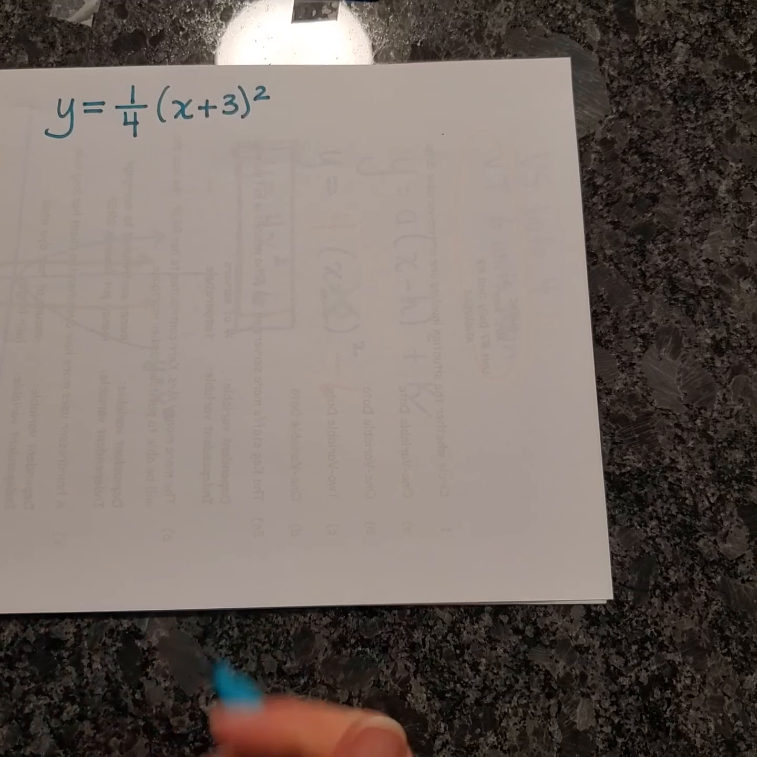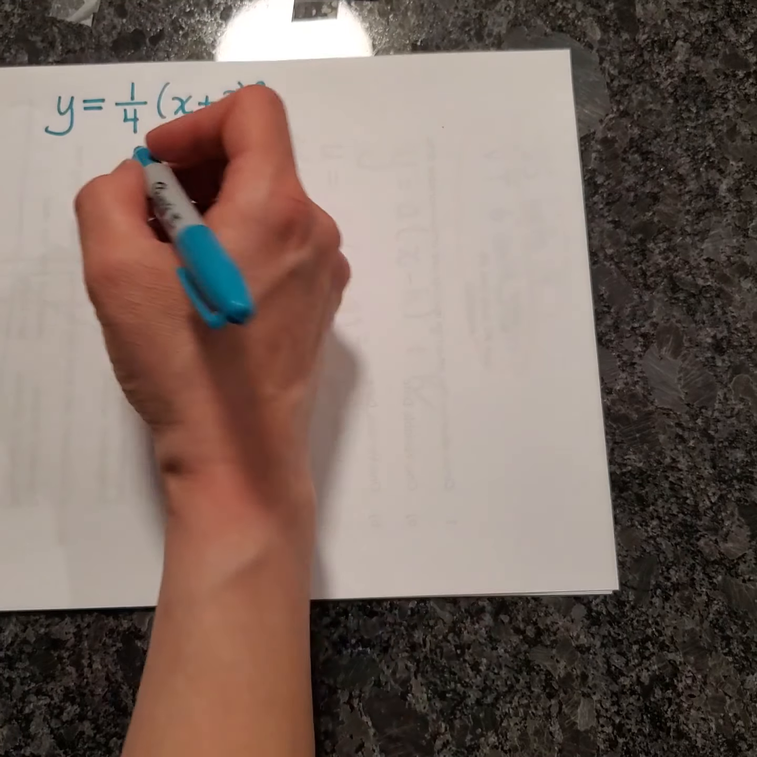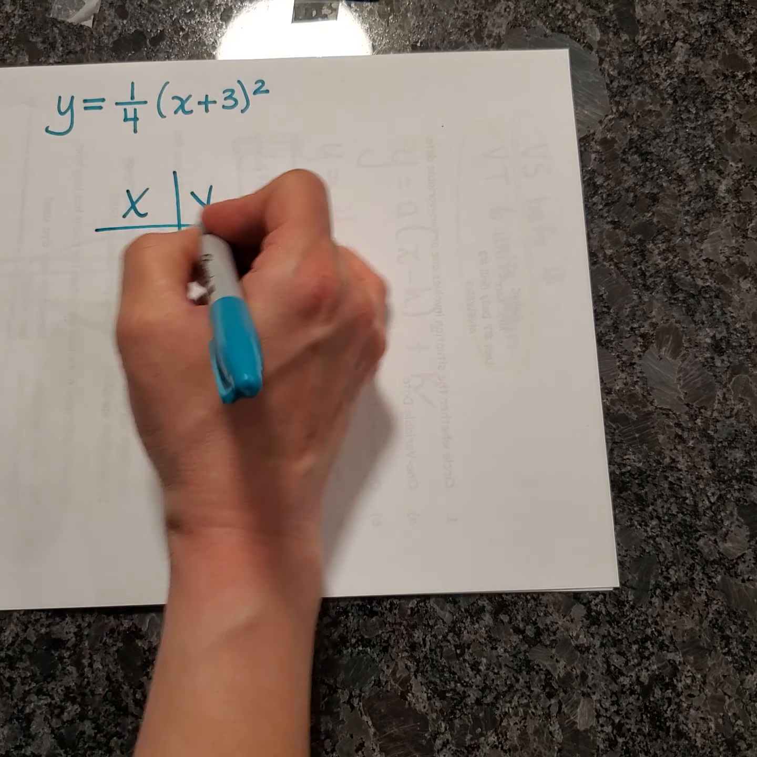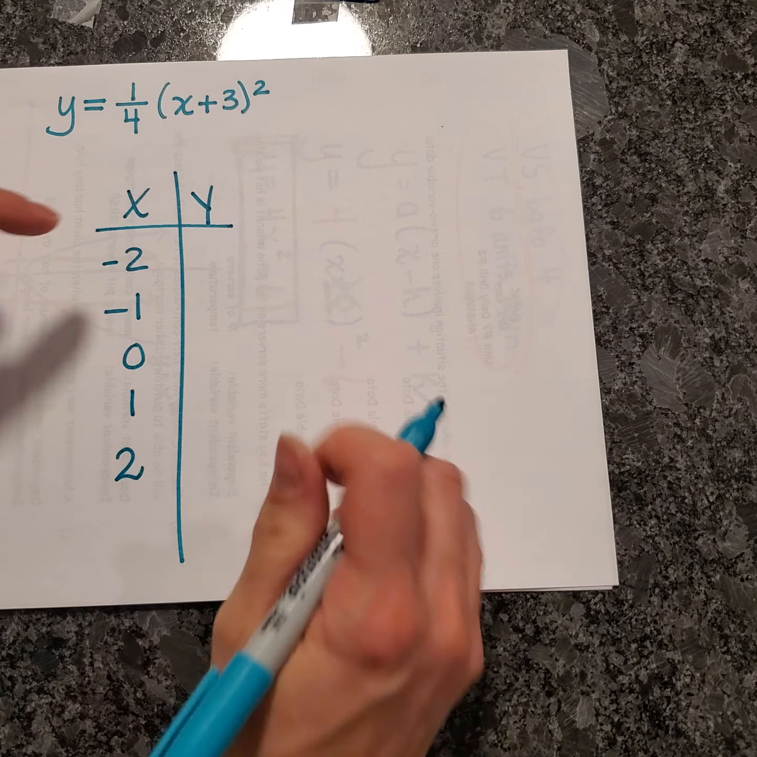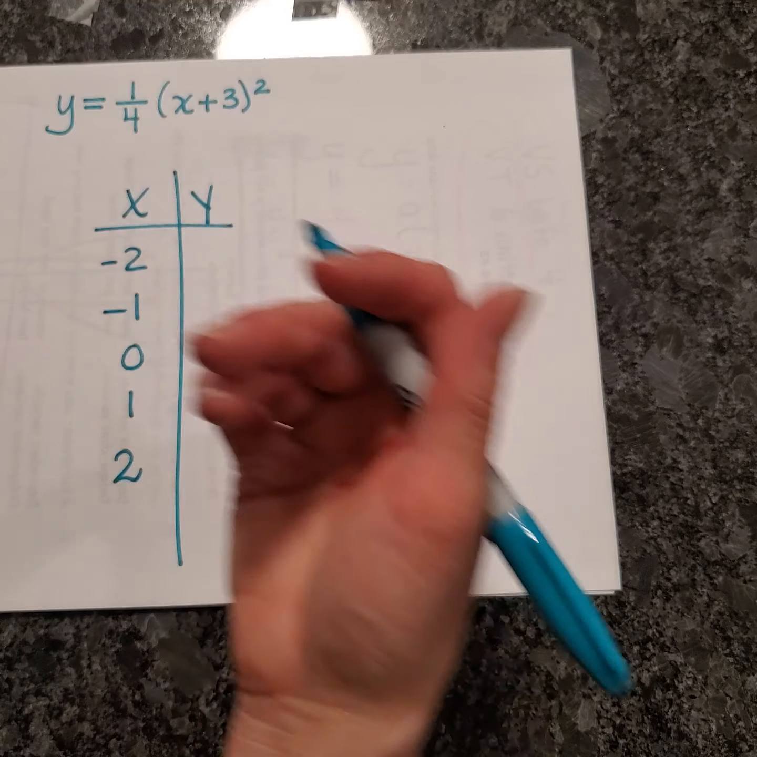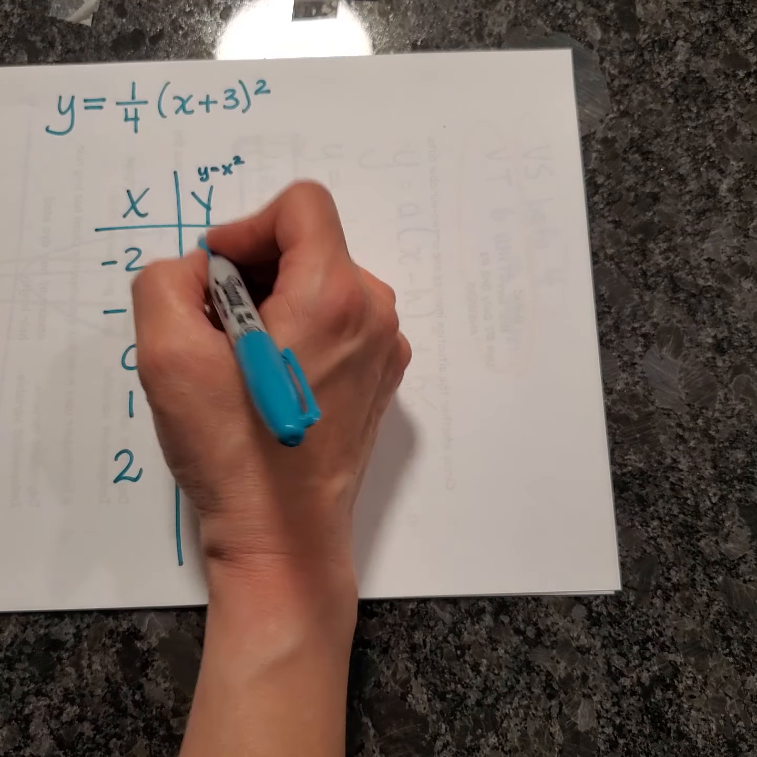Okay, let's do another example just for fun. So before I even think about graphing this, I'm going to create my table of values: -2, -1, 0, 1, 2. Okay, my usual suspects, you've been using these since grade 9. And then of course, for the graph of y equals x squared, I square these.